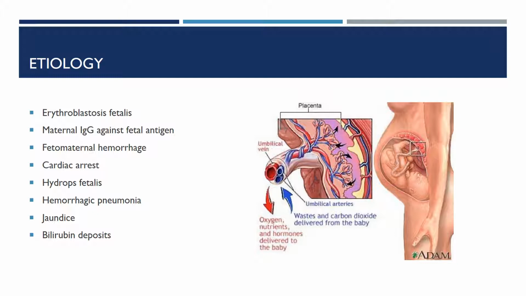The problem with bilirubin is that if it becomes deposited in tissues like in the central nervous system, it can cause some serious damage there. In particular, it can cause deafness, it can cause mental delay, and of course it can even cause death.